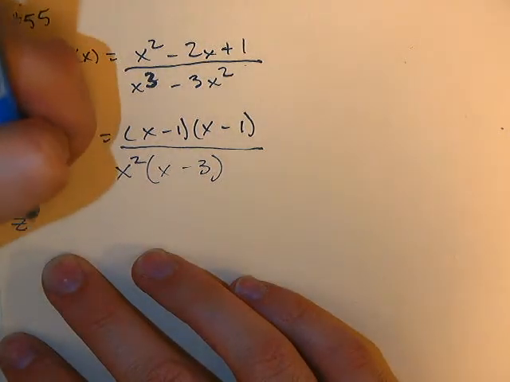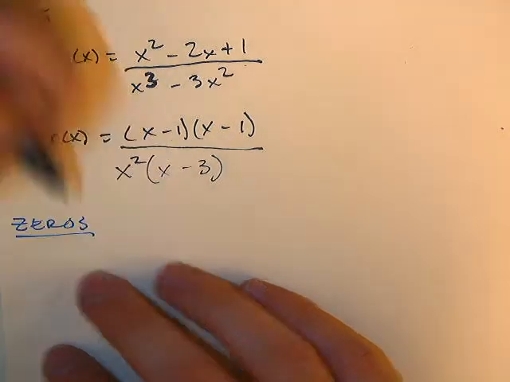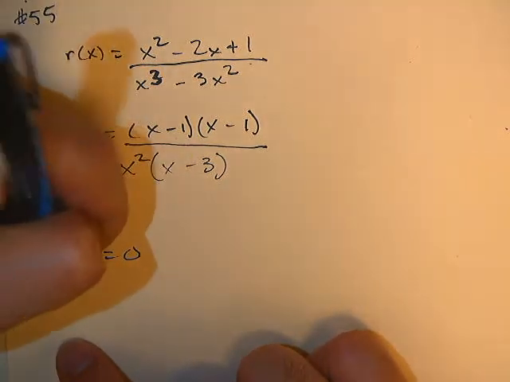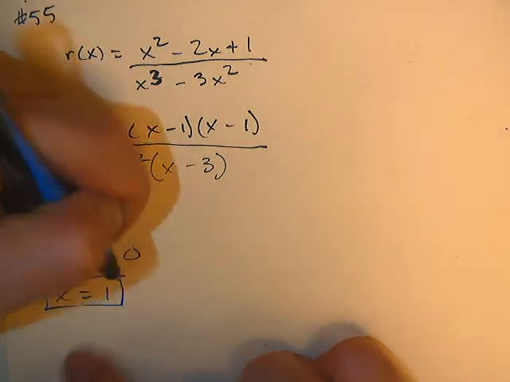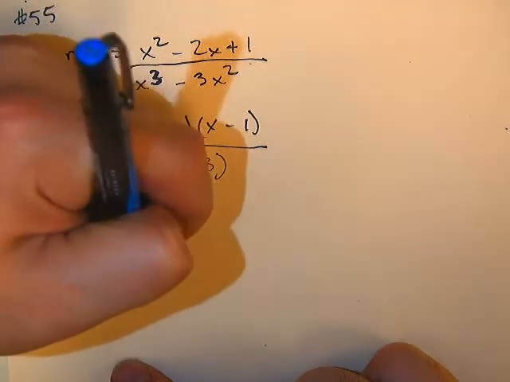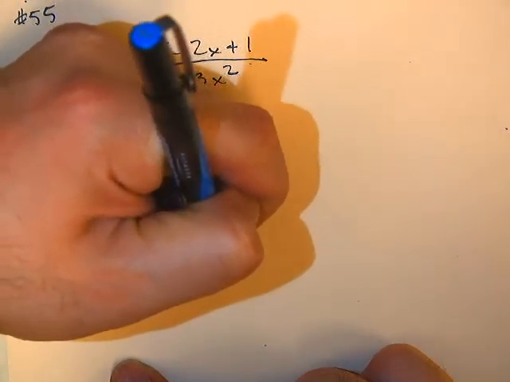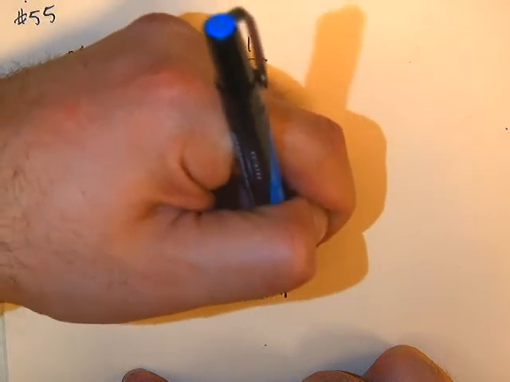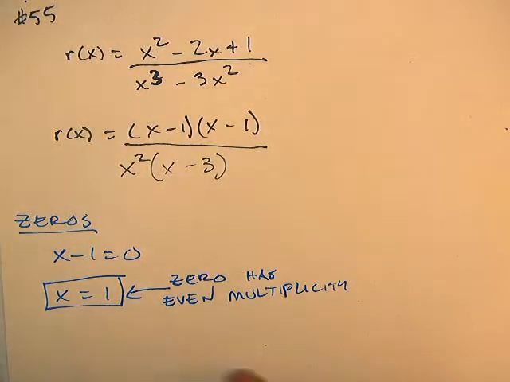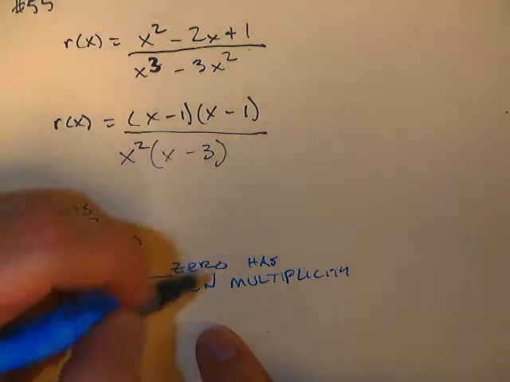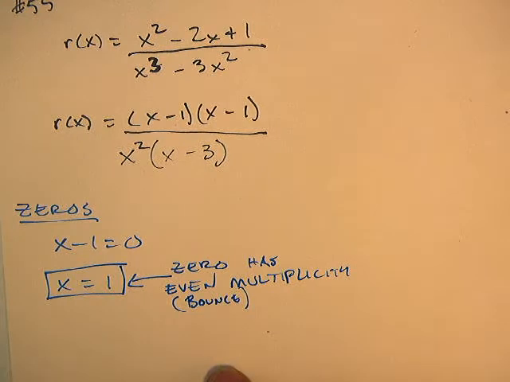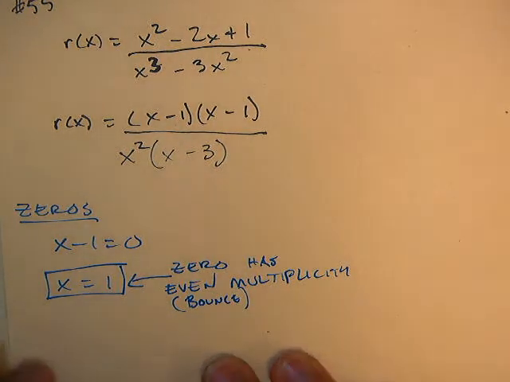So zeros. I'm going to have zeros at x minus 1 equals 0, which is going to leave me with x equals 1. So I have a zero at 1. And this zero has even multiplicity. So when it has even multiplicity, what does that mean? Well, that means we're going to bounce on that information wave. So that's my zero right there.